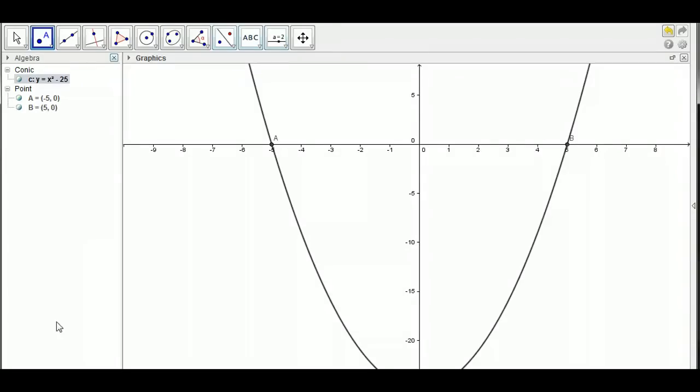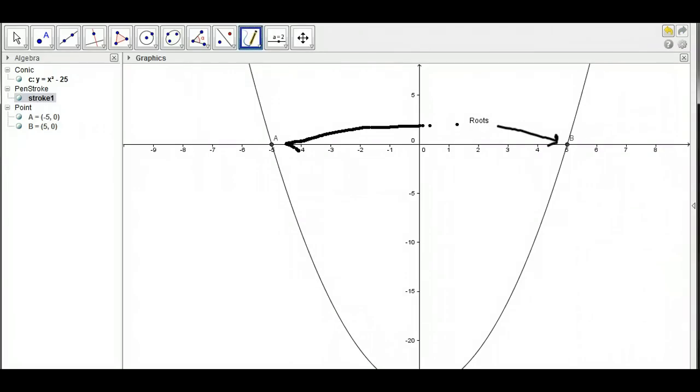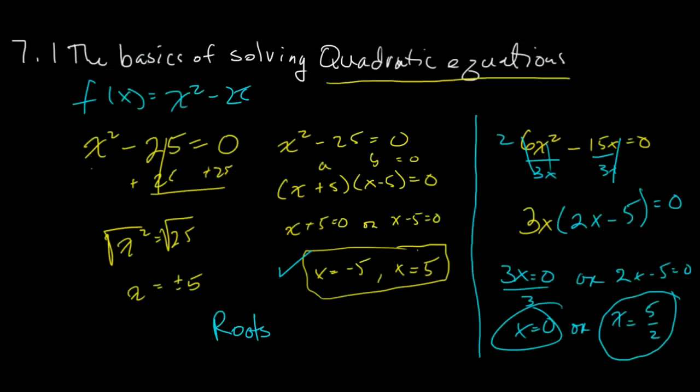These points are called roots, here and here. And these are the points where our graph will cross the x-axis. They are x-intercepts, so to speak. So the basics of solving quadratic equations is that we solve them by setting them equal to 0 and then finding out what x must be in order for the equation to equal 0. With the quadratic, you will have up to 2 points where y is equal to 0. In this case, it was negative 5, 0, and in the other case, it was 5, 0. And those are called the roots of the equation.